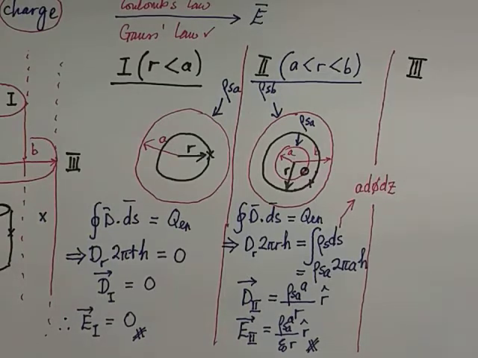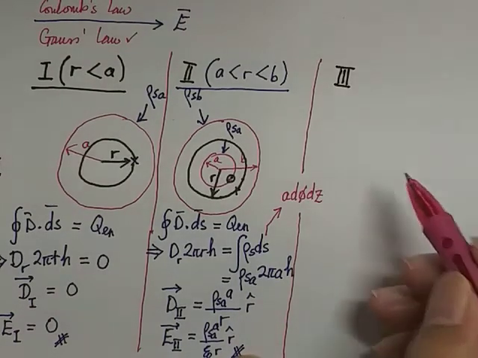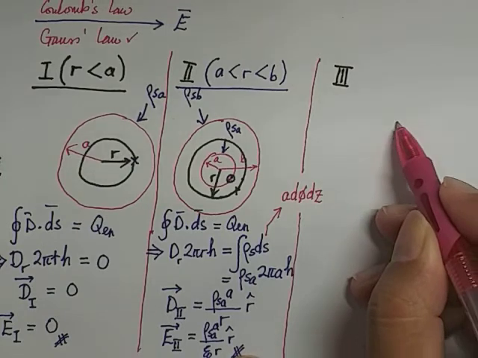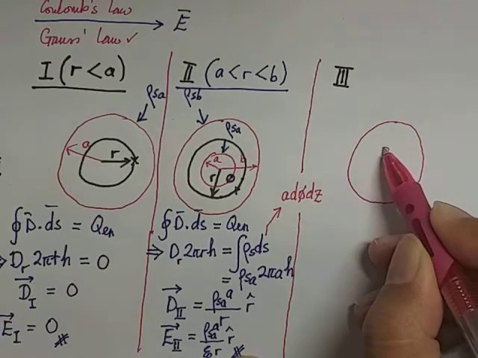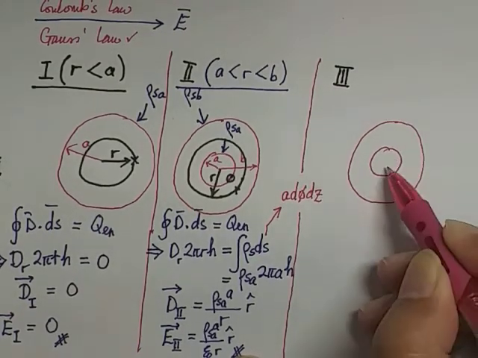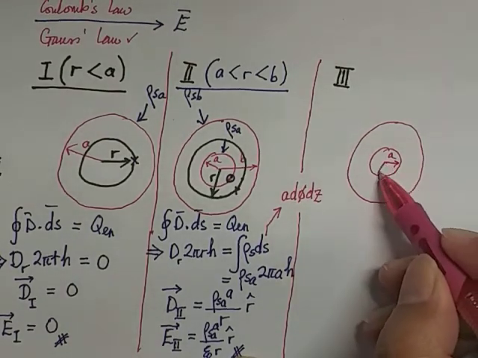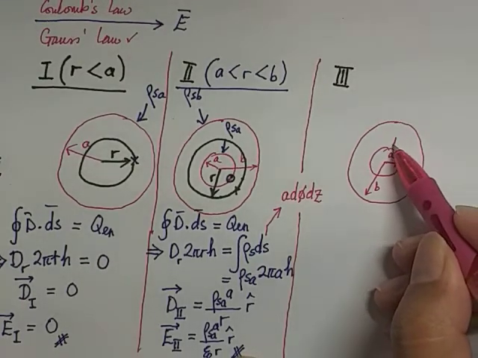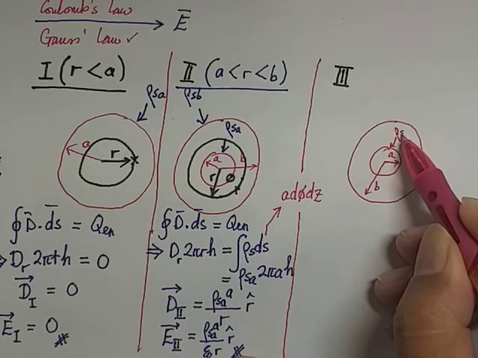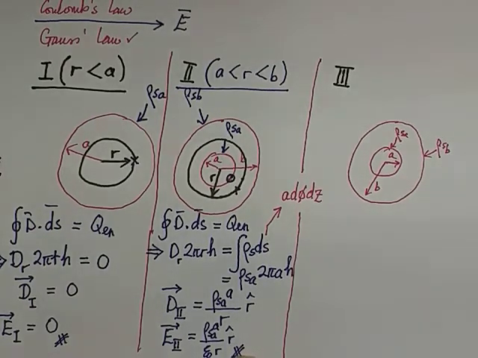Okay, so region number 3. Let's draw the plan structure. It's similar to the one for region number 2. I'm going to draw it. First the outer cylinder, then the inner cylinder. Here radius A, and this one should be radius B. So rho S A should be charged here, and rho S B should be the charge on the outer cylinder.